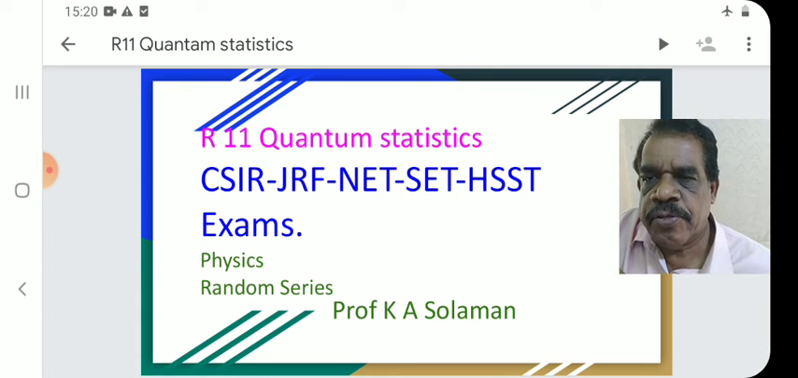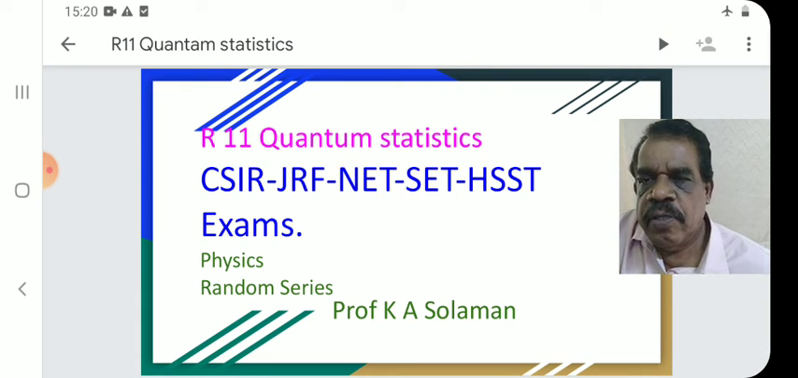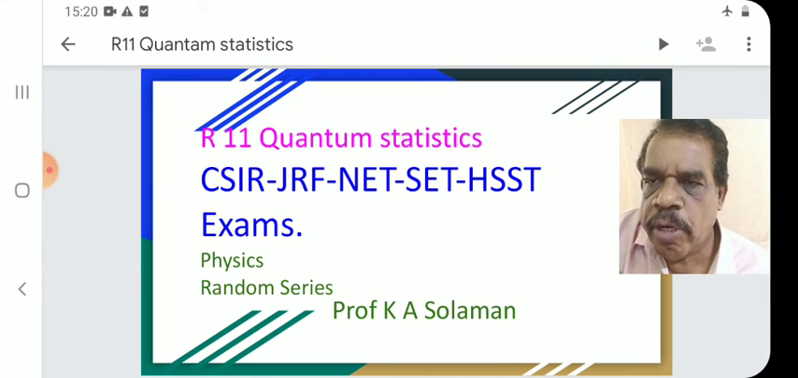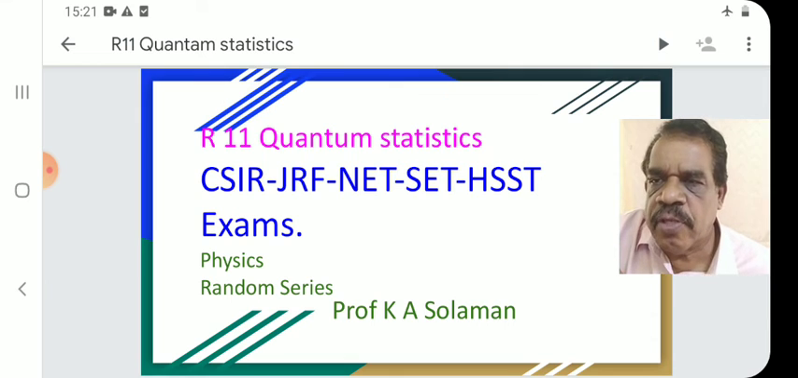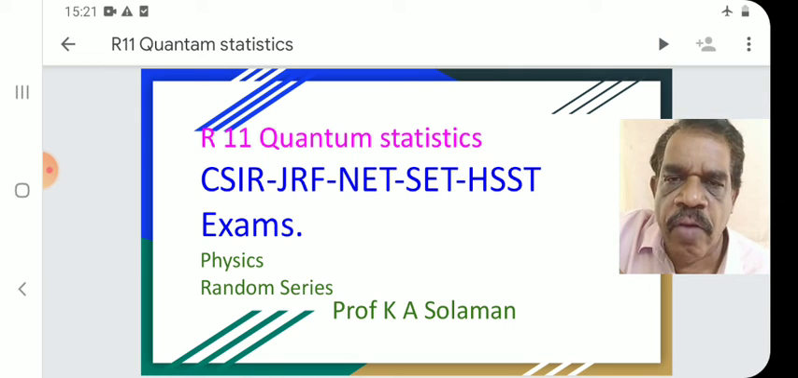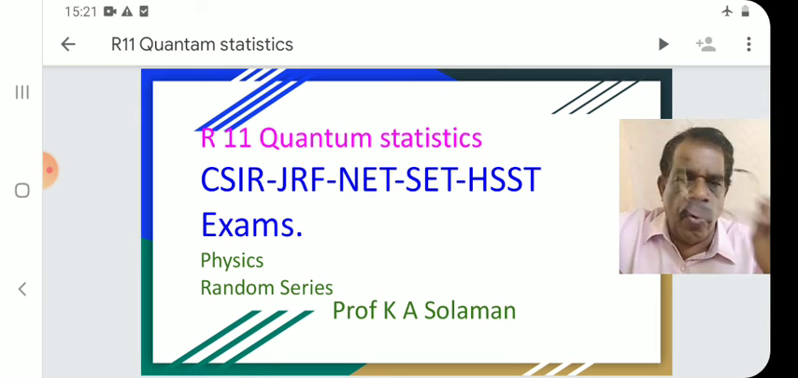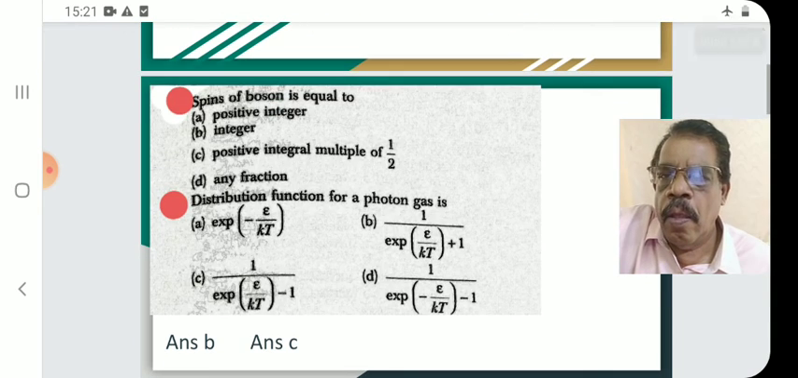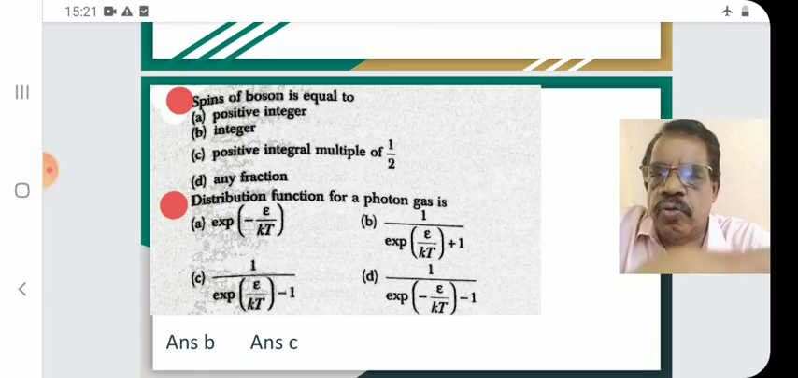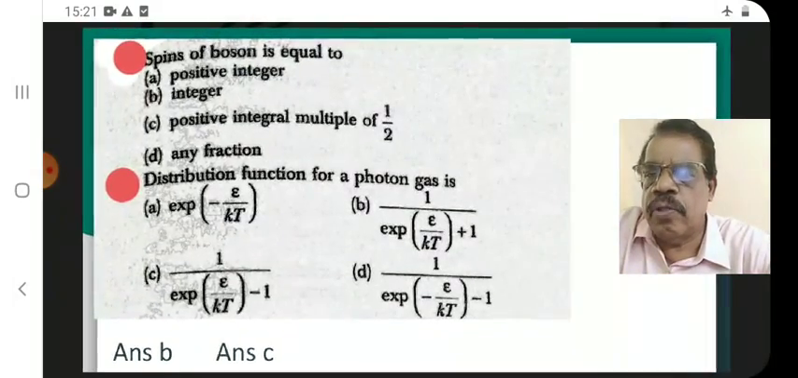HSST examinations. Today we see a few questions from quantum statistics. And this is class number R11. Questions from quantum statistics. And here is the first question. Two questions are written here.